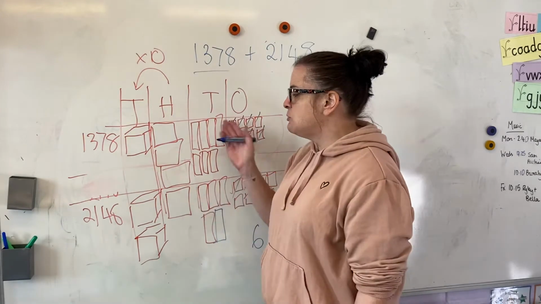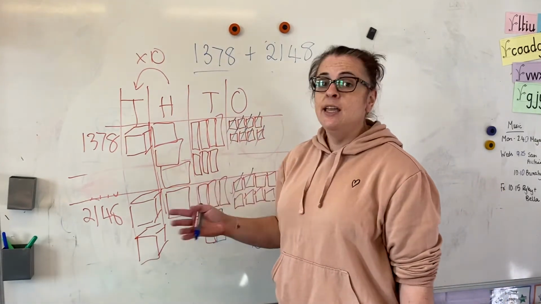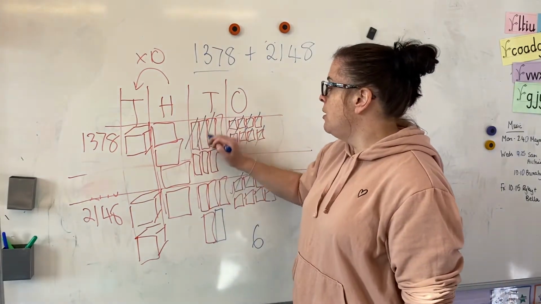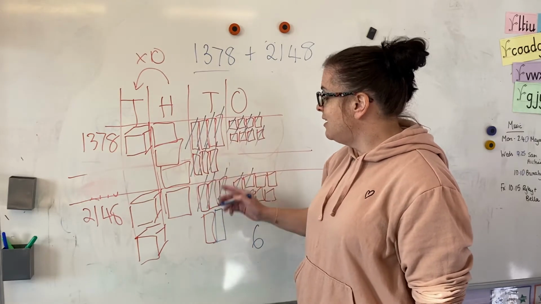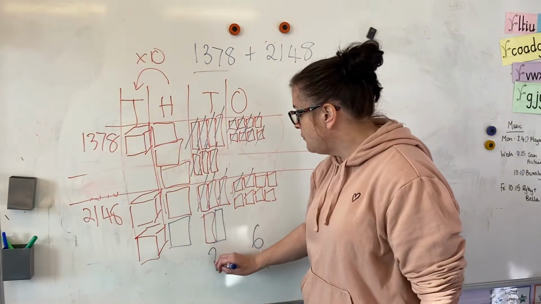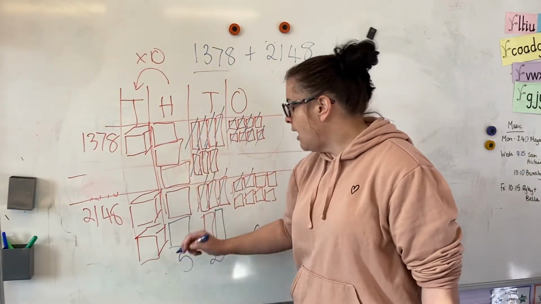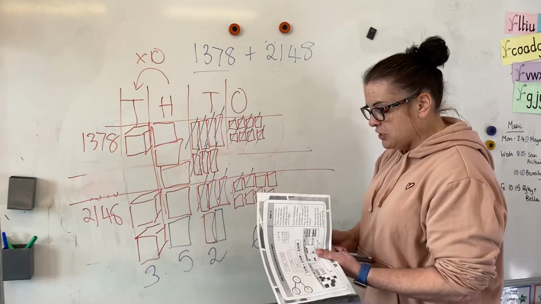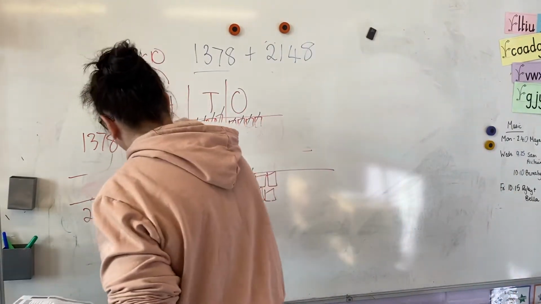How many 10s? Now straight away again, they should see that there are more than 10 10s. And we know that 10 10s make 100. Let's count. 1, 2, 3, 4, 5, 6, 7, 8, 9, 10. Shift them over. You're exchanging. We've got 2 left. How many hundreds? 1, 2, 3, 4, 5. How many thousands? 1, 2, 3. 3,526.